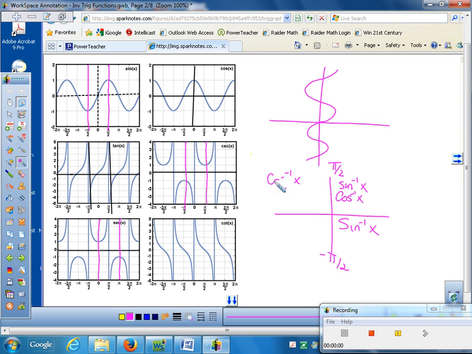Tangent goes into the second and third? No, nothing gets to be in the third. That's why, because the logical place to cut off tangent is just one period of tangent, which is from negative pi over 2 to positive pi over 2. So tangent is in the first and fourth, just like sine.